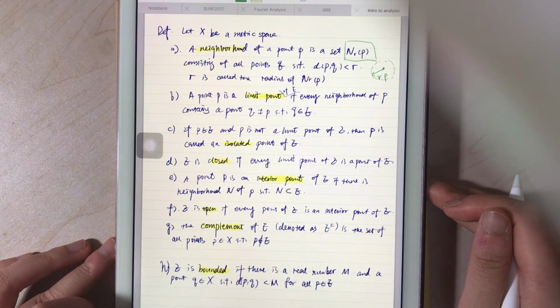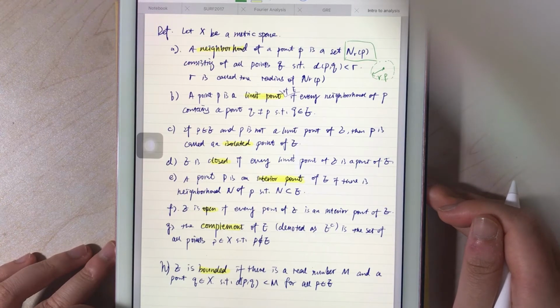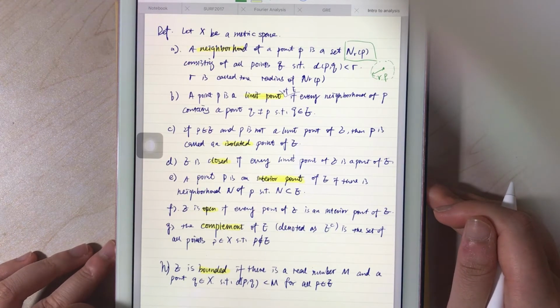E contains every limit point of E is the same. A set E is closed if every limit point of E is a point of E, which is the same as saying E is closed if E contains all its accumulation points, right? So we're not going to explain that further because it's the same. Okay, we move on to the next one.